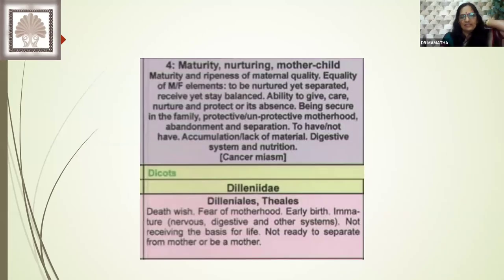Maturity, nurturing, mother, child, all these things, daily needed. In TLs, you will find this fear of motherhood, early birth, immature, not receiving the basis for life, not ready to separate from mother and be a mother. So this unpreparedness for being a mother, and also anytime fear of death and wish for death is also there in this. So this is the level of development.